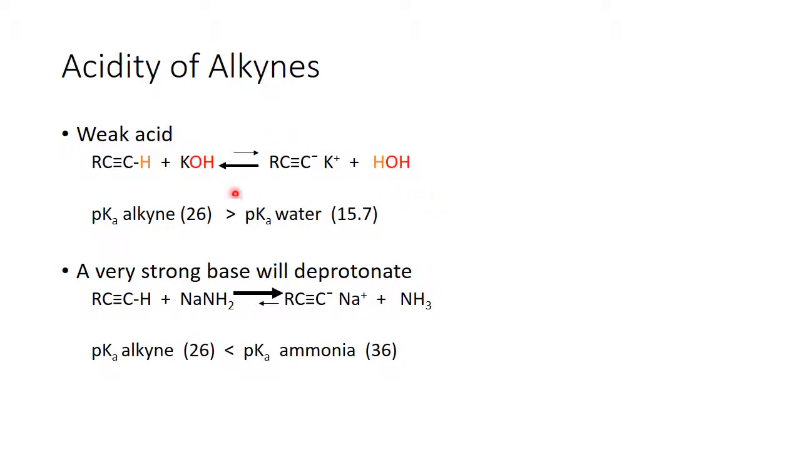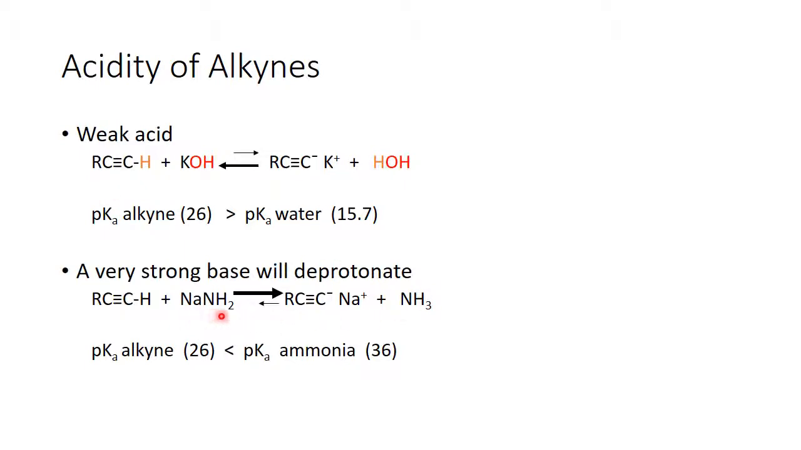Okay, let's look at a deprotonation reaction. Potassium hydroxide, even though we consider it to be a strong base, is not strong enough to quantitatively remove a proton from an alkyne, a terminal alkyne. There's an equilibrium there, and you make a small amount, but the majority of the alkyne remains protonated. And why is that? That's because water is a stronger acid than the alkyne.